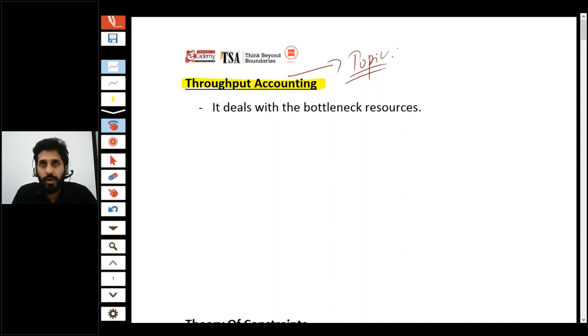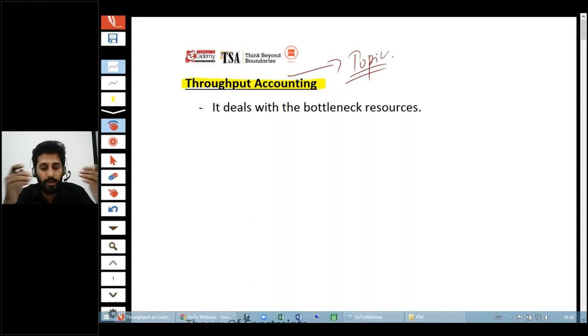Now what is throughput accounting? Listen, throughput accounting is actually the concept of maximizing the profitability for the organization. If I can say it in simple words, throughput accounting deals with the limiting factors. It deals with the bottlenecks. Now, what is the limiting factor? What is the bottleneck? I'm going to explain it.